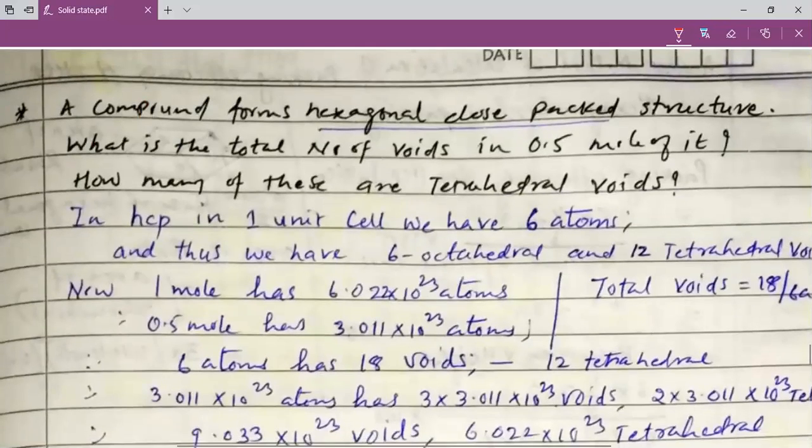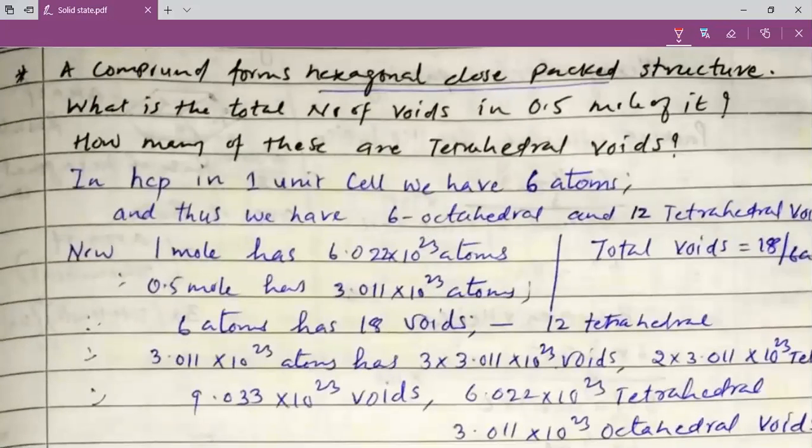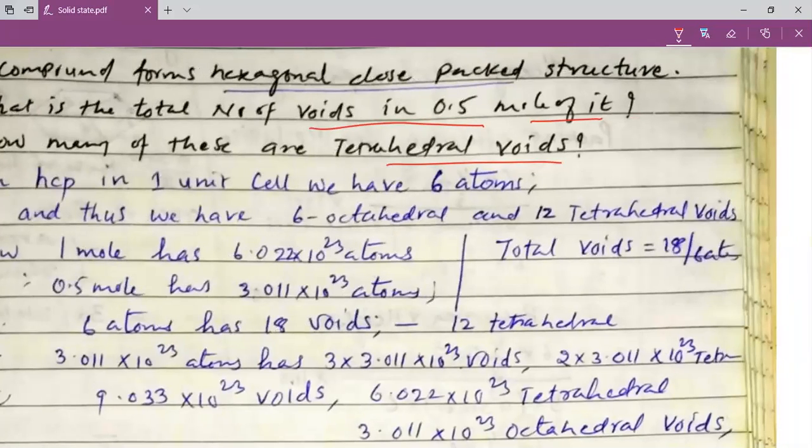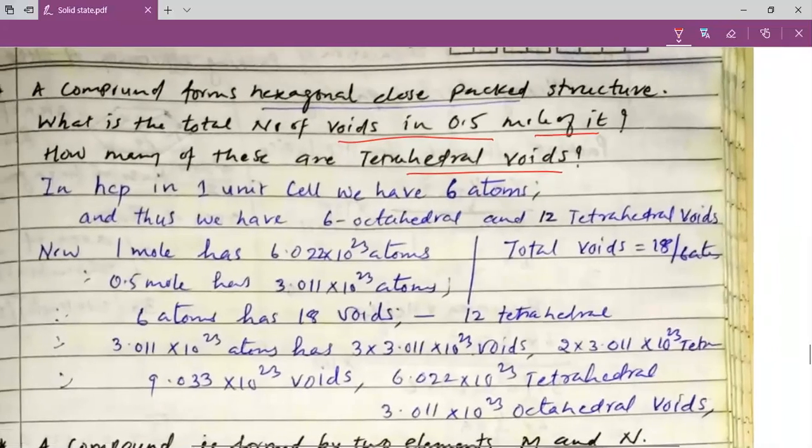Then we have the next question, my dear students. A compound forms a hexagonal close packed structure. What is the total number of voids in 0.5 moles of it? Please remember that here we need to find out the total number of voids present in 0.5 moles of it. How many of these are tetrahedral voids? So let us answer these questions. It is going to be very interesting for us to solve this question, my dear students. Let's have a look at the answer to this question.